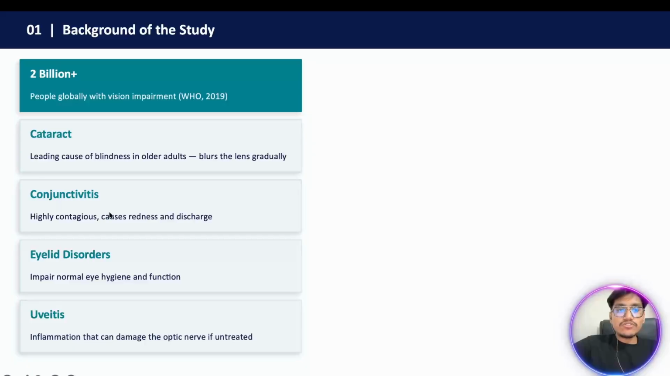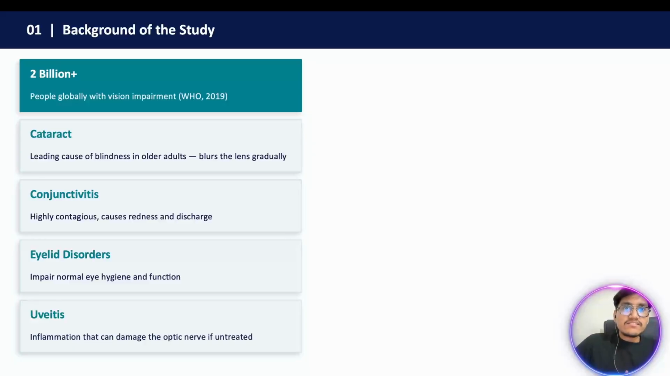And then conjunctivitis. This is commonly known as pink eye. It causes redness, discharge, and irritation in the eye. It spreads very easily from person to person, making it one of the most common eye conditions seen in clinics. And then we have eyelid disorders. These are problems that affect the eyelid itself, such as drooping, inflammation, or misalignment. If not treated, they impair the normal hygiene and protective function of the eye.